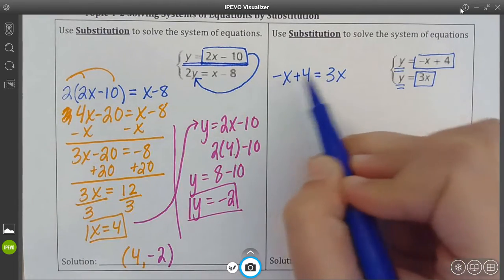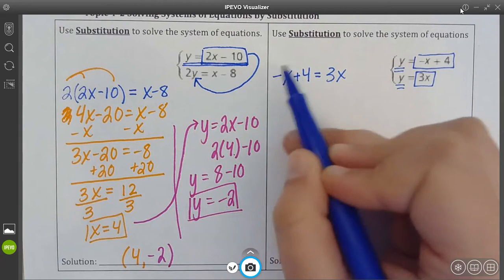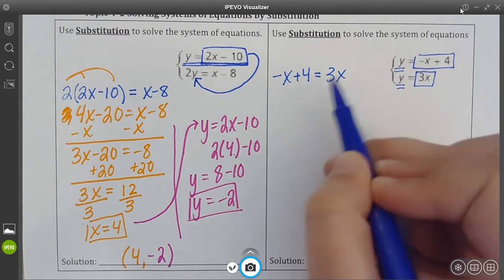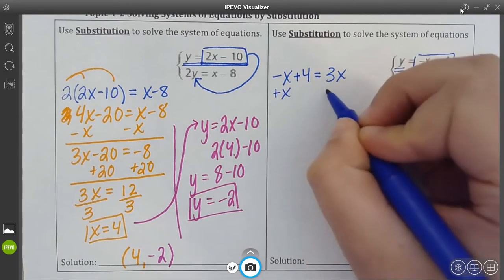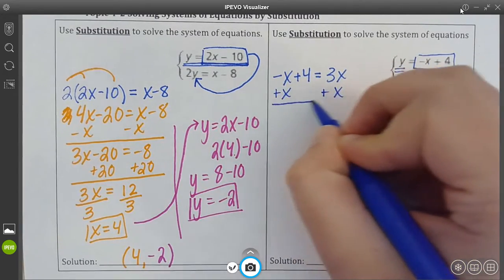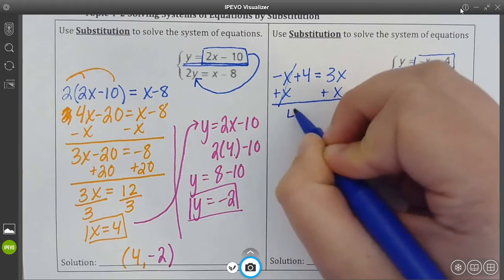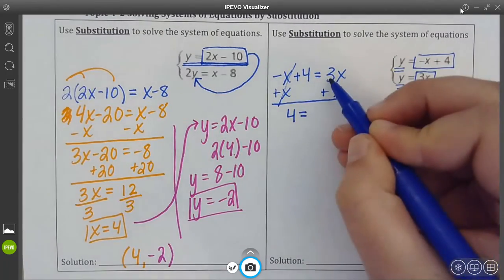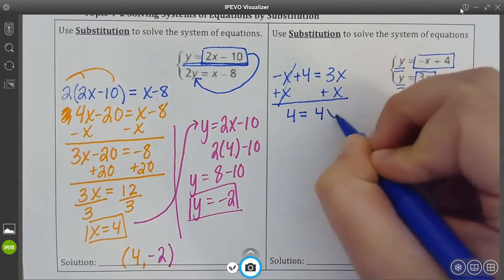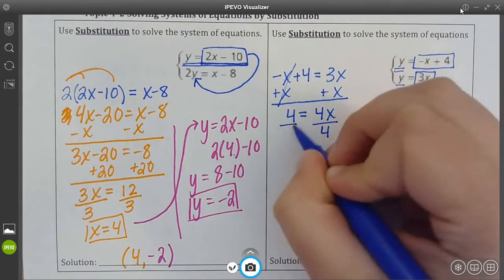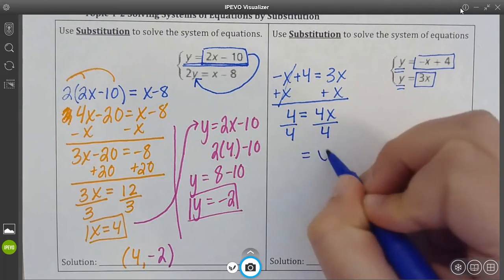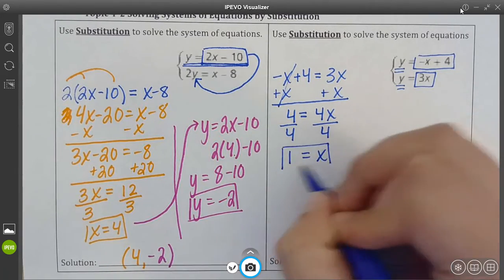When I have two x's on opposite sides of the equal sign, I need to move the smaller one to the other side of my equation. The opposite of a negative x is a positive x. So I'm going to add x to both sides. When I do that, I'm going to be left with 4 on the left-hand side. 3x plus x would leave me with 4 x's in total. And to get x by itself, I'm going to divide by 4. So we're going to get x equals 1.